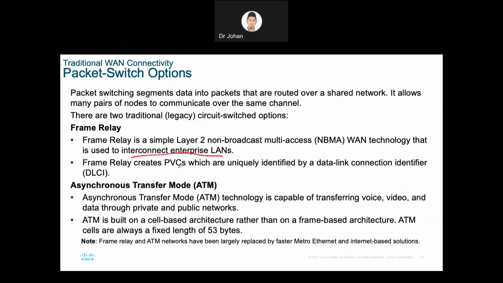Frame Relay creates a PVC, which is uniquely identified by a data-link connection identifier, or DLCI. Asynchronous Transfer Mode, or ATM, technology is capable of transferring voice, video, and data through private and public networks. ATM is built on a cell-based architecture rather than a frame-based architecture. ATM cells are always a fixed length of 53 bytes. Note that Frame Relay and ATM networks have been largely replaced by faster metro Ethernet and internet-based solutions.